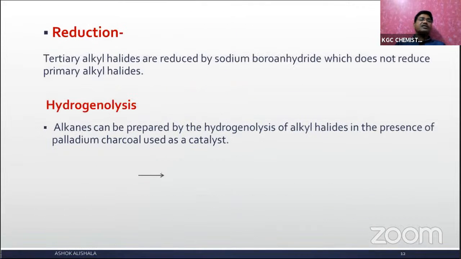And now another one is the reduction. Tertiary alkyl halides are reduced by sodium borohydride to the primary alkyl. This is what is called hydrogenolysis. Alkyl halides can be converted to alkanes by hydrogenolysis in the presence of palladium charcoal used as a catalyst. Okay, sodium borohydride also we can use, and another one is palladium charcoal, that also produces alkane, and that is a catalytic hydrogenation. This is what is called so.